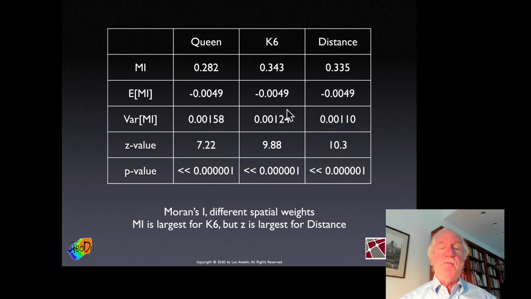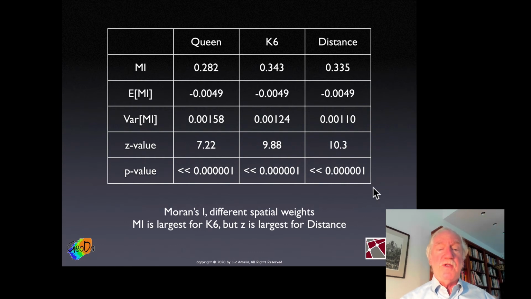The means are the same. The variances are different because of the different weights that are being used. The z-values are also different. And so here we are with a z-value of 10.3, whereas the original Moran's I was the second highest. So the Moran's I is the highest for 6 nearest neighbors, but actually the z-value is the highest for the distance weights. And I need to correct myself. These are actually based on analytical derivations, not on the permutation, if I remember correctly.